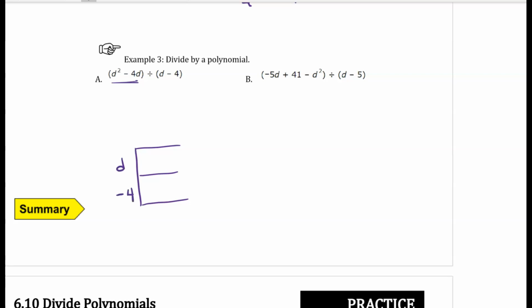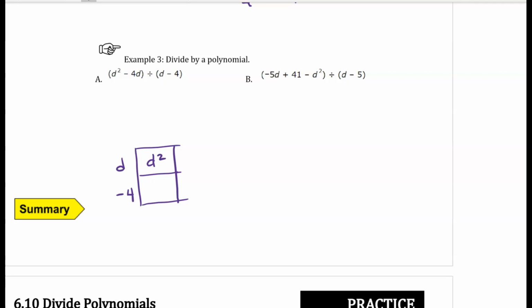of the box. So we're going to put our d minus 4 down the side, and we want to fill in this box as best we can with d squared minus 4d. We have to start with just the first term, which is d squared. We know that needs to go in this first box.